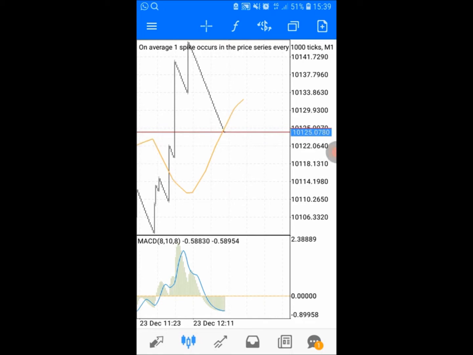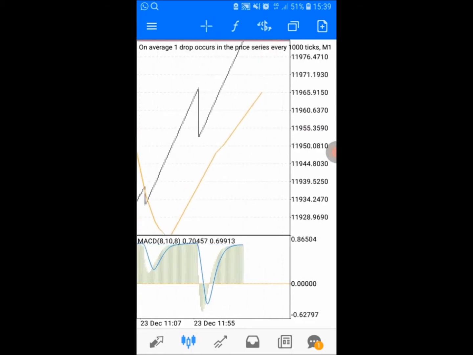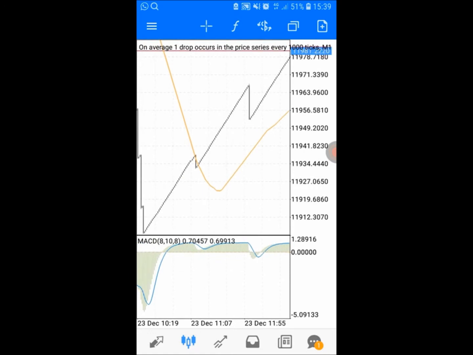Now for the case of Crash, let's go to the Crash 1000. Okay, this is Crash 1000. So how to use this on Crash 1000? Whenever the moving average crosses the candlesticks on the main chart and the MACD is above the 0.0000, you take a trade.